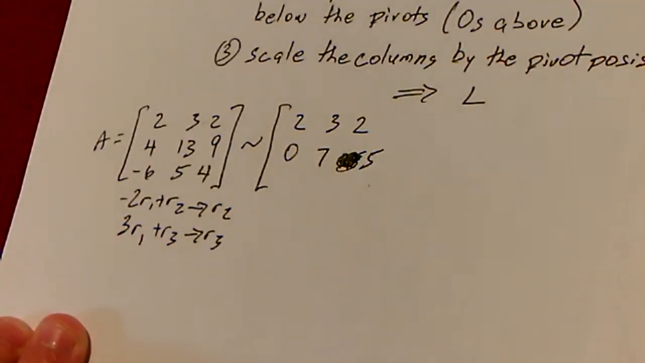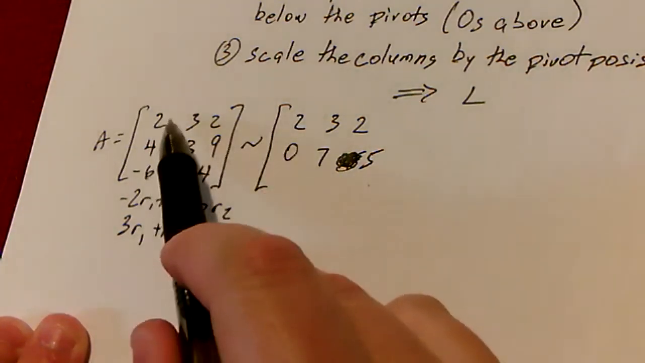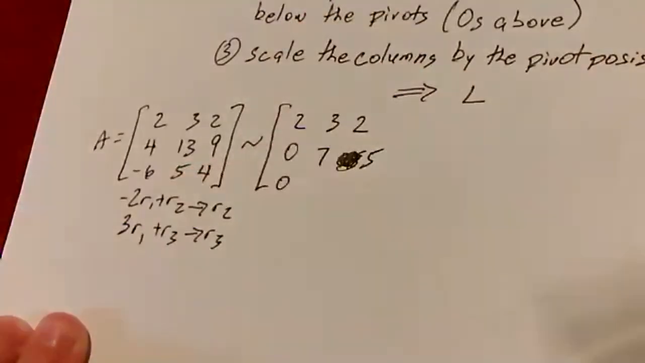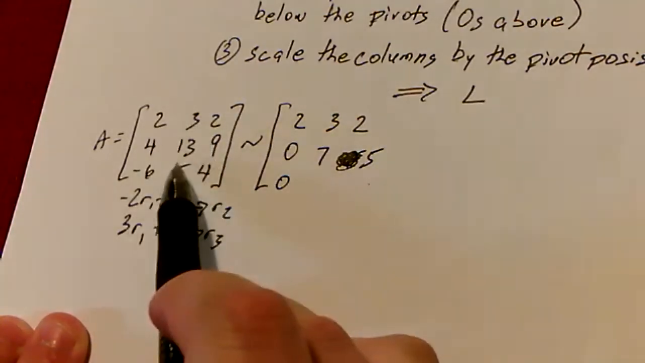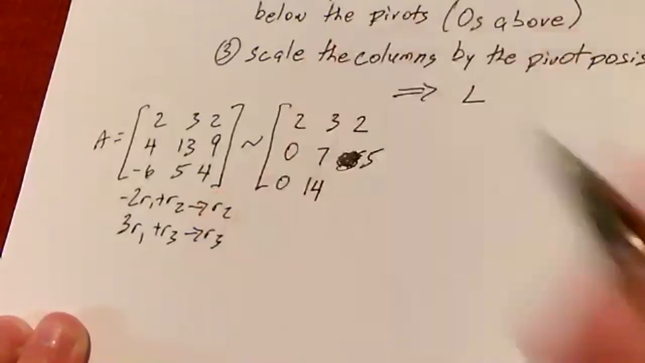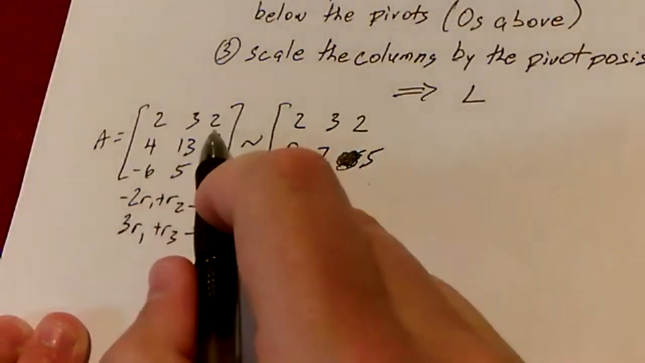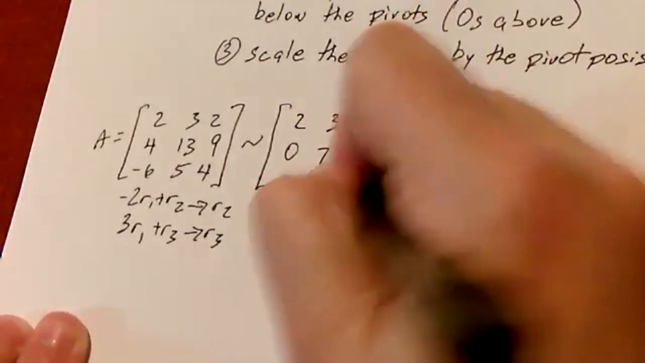Third row now. 6 and -6 is going to be 0. 3 times 3 is 9. 9 plus 5 is 14. 3 times 2 is 6. 6 plus 4 is 10.